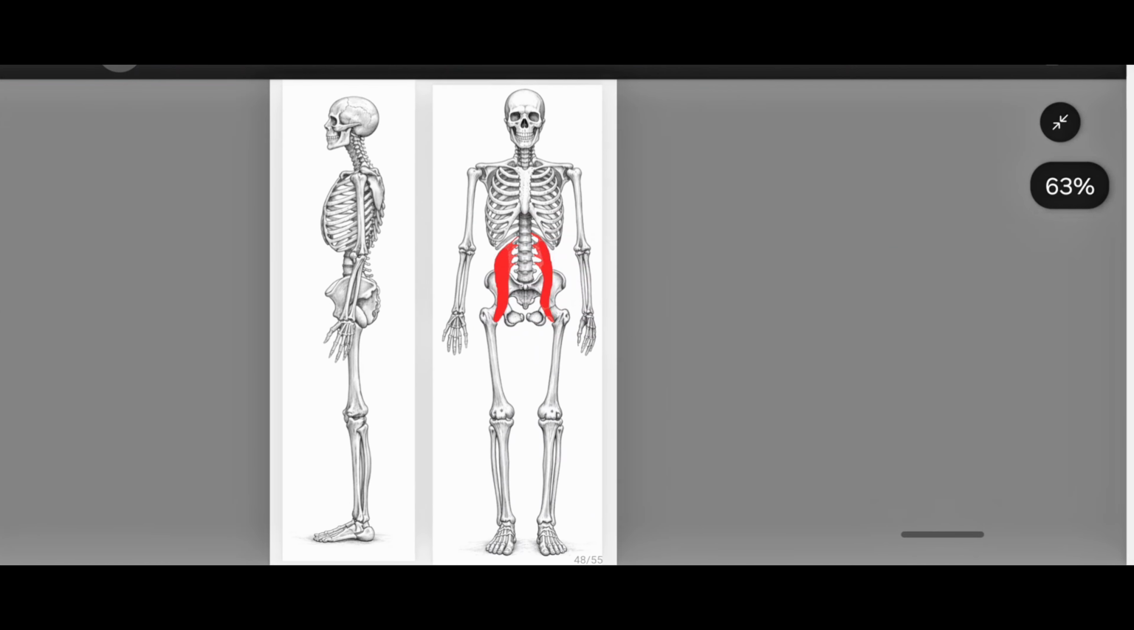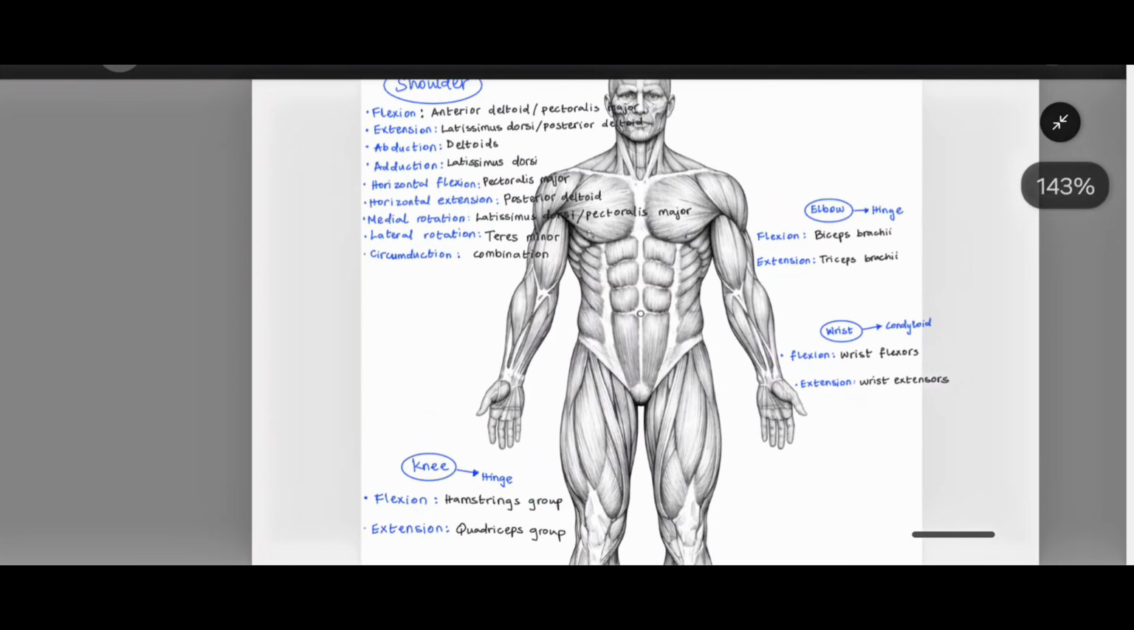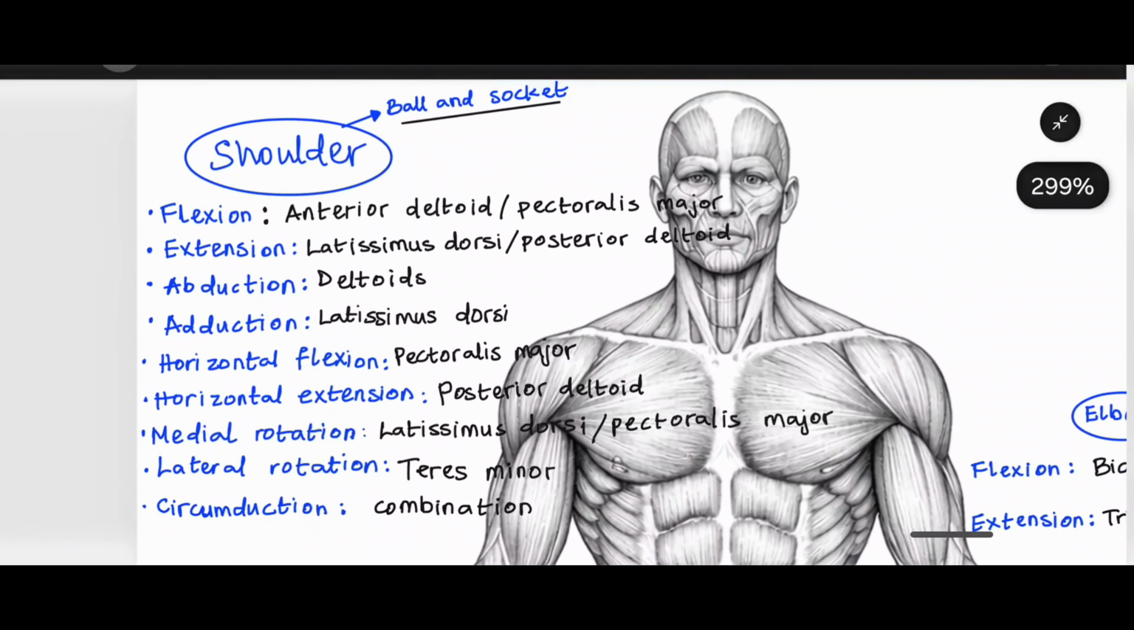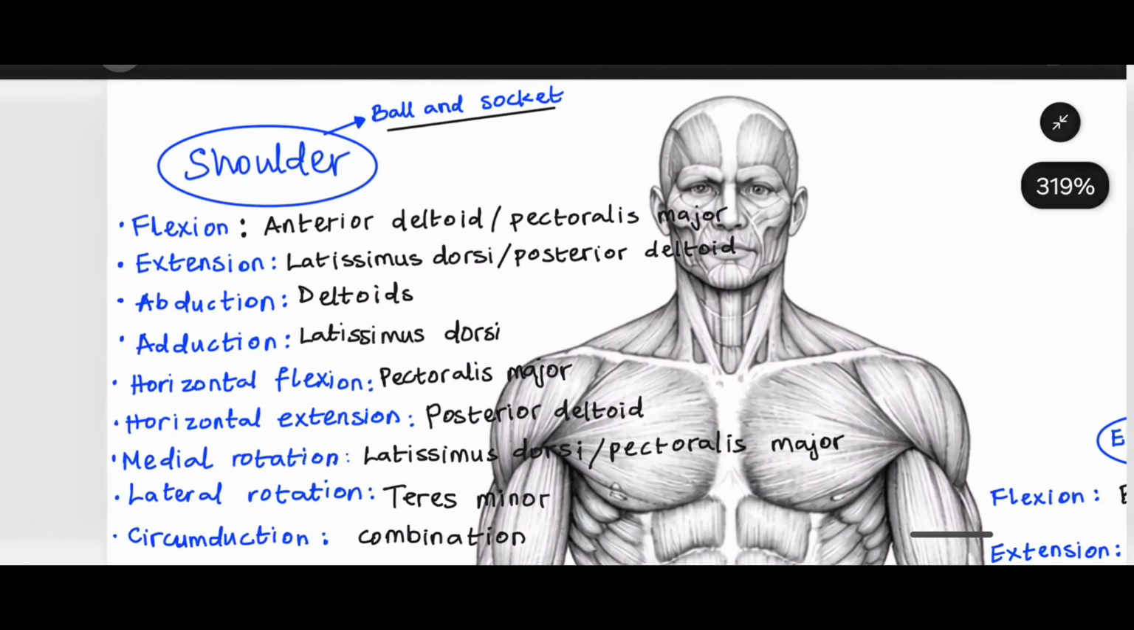Okay, now let's move on to circumduction. Circumduction is, again, like we mentioned before, a combination of flexion, extension, abduction, and adduction, and is created by a combination of different muscles, if not all the muscles, working together at the shoulder.